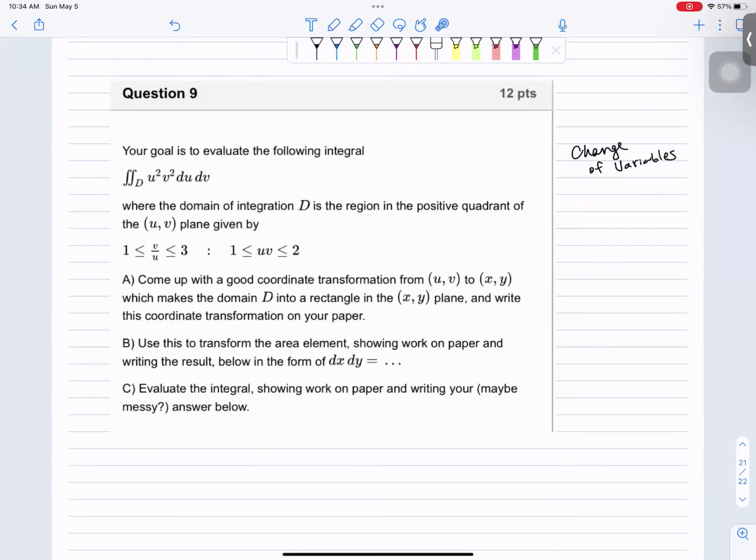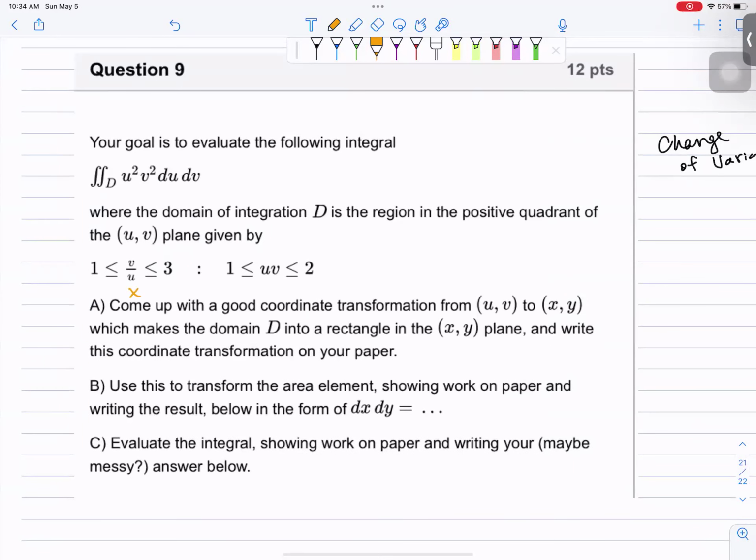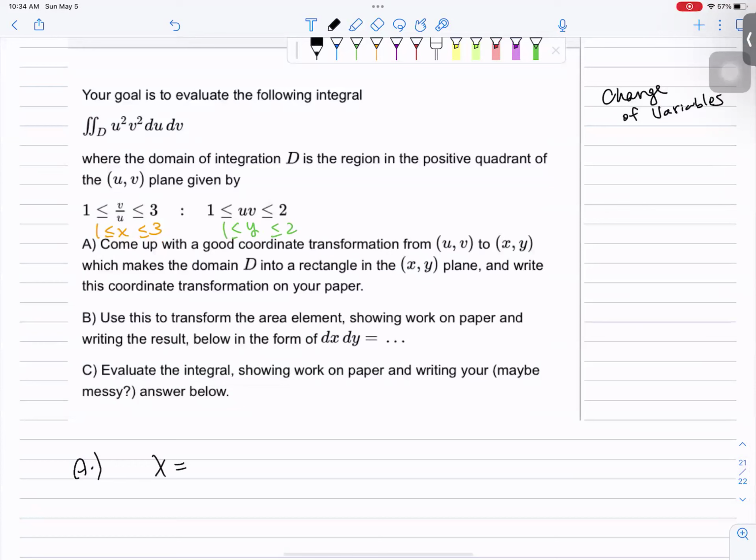Okay, what is the goal of change of variables? It's that we want to find two nicer variables, which they're telling us to go to X and Y. They want some X and Y world where X will be between a number and a number, and Y will be between a number and a number. Well, they already gave us nicely some complicated thing between a number and a number. This is also another complicated thing between a number and a number. So why not, let's just call this X. X is going to be between 1 and 3. And let me just make this Y. So I'm choosing X to be V over U, and I chose Y to be UV.